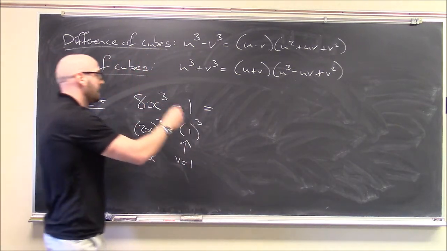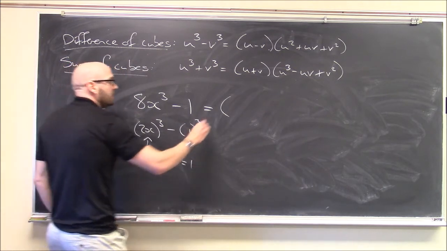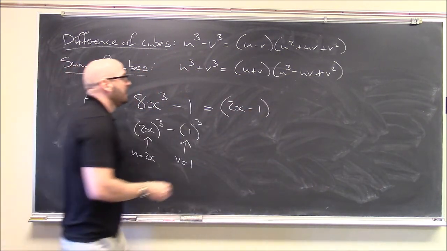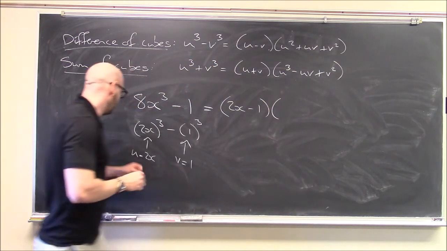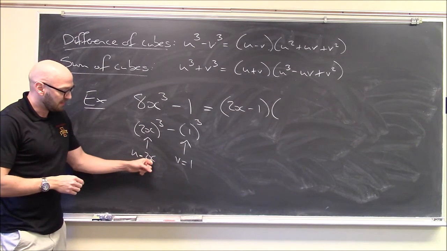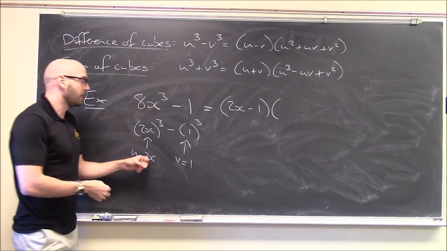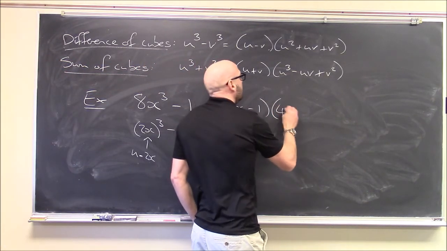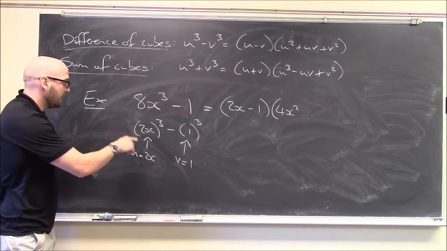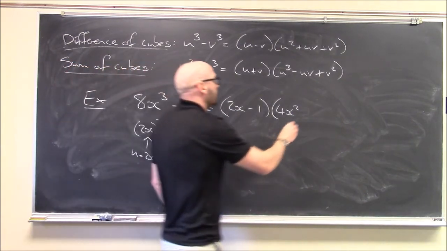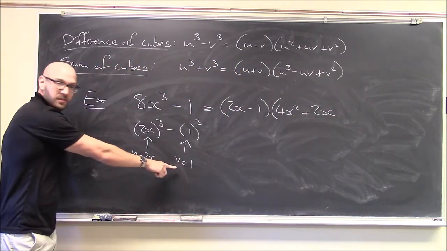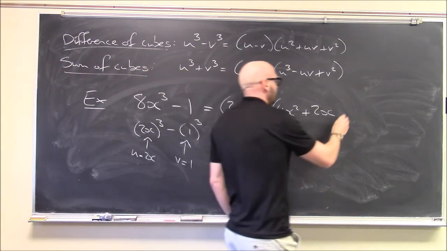This factors as u minus v, so 2x minus 1. And then we've got u squared, so 2x squared. Remember, both terms get squared, not just the x. It's 2 squared is 4, times x squared is x squared. So this is 4x squared. u times v, 2x times 1 is just plus 2x. And plus v squared, so plus 1 squared is plus 1.